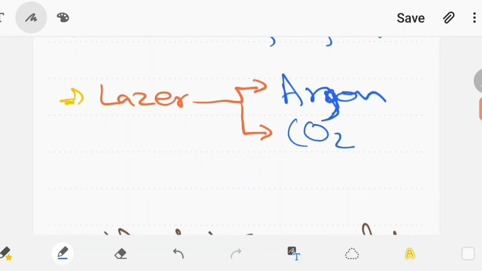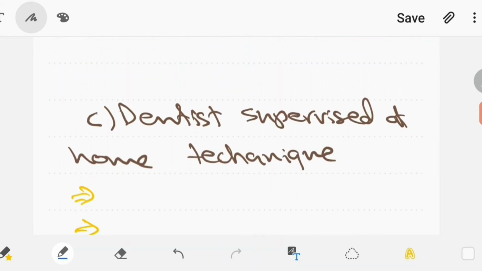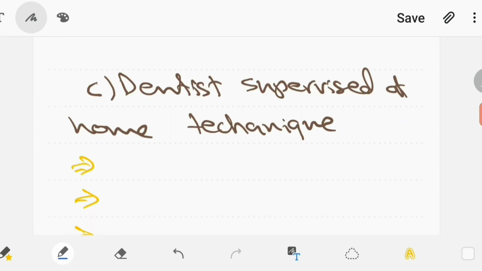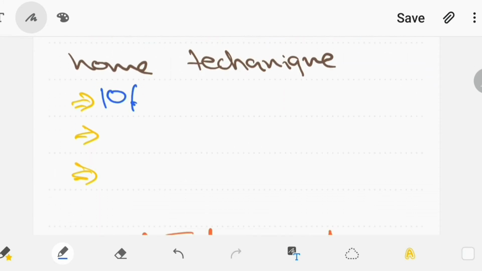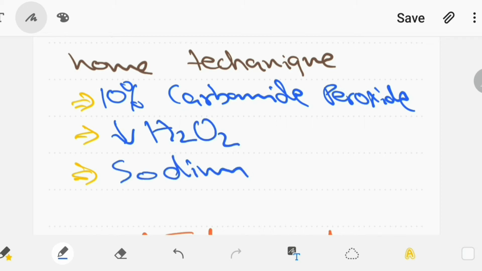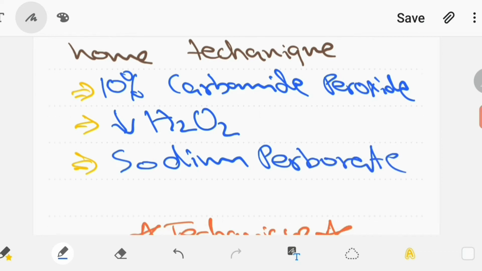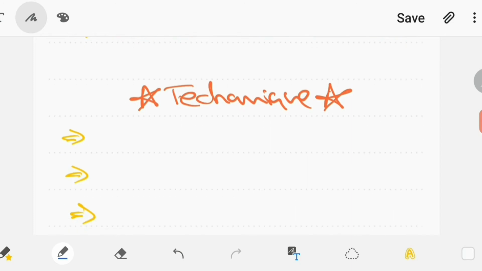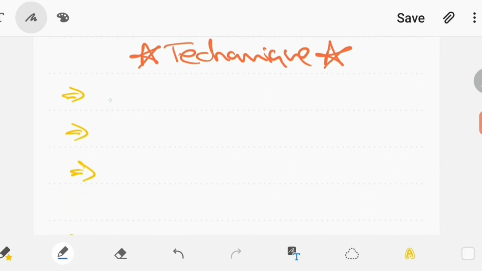The third technique for vital tooth bleaching is the dentist supervised at home technique. In this technique, 10% carbamide peroxide is used. So hydrogen peroxide is used in low concentration. Also sodium perborate is used. For dentist supervised at home technique, we first of all take dental and medical history.